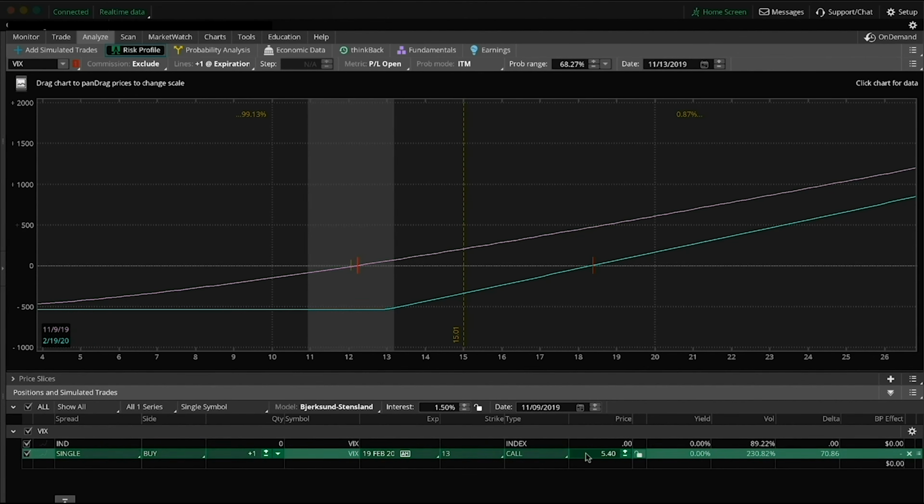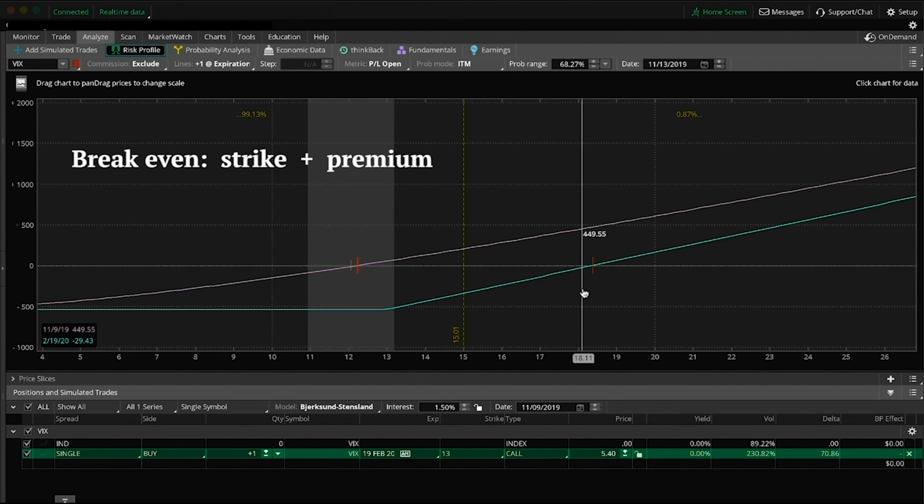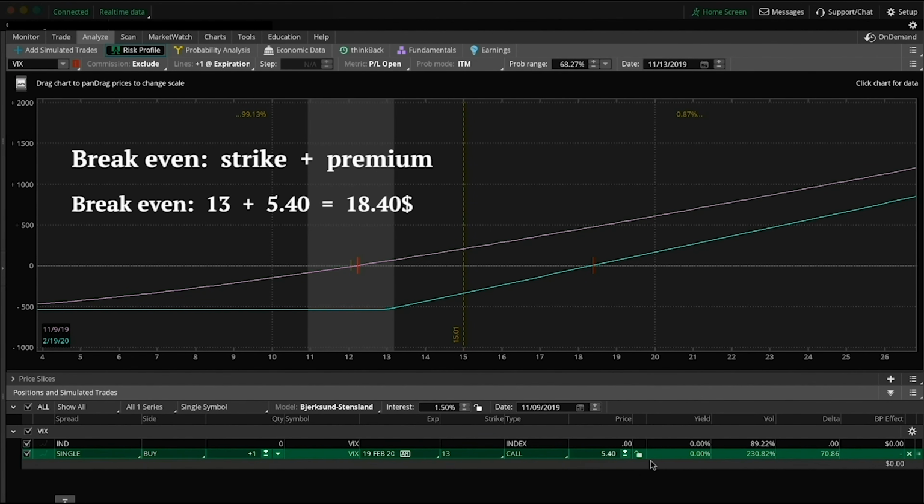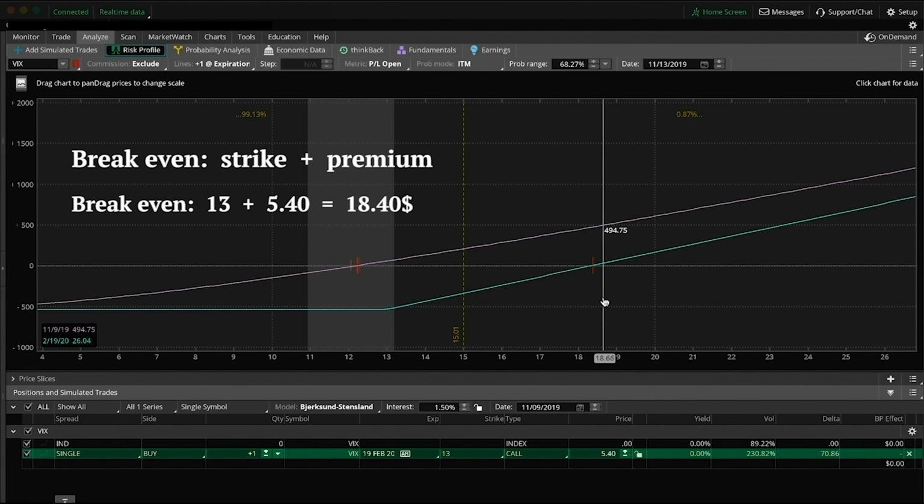Now, because we are paying the premium, that also means that it's a lower probability trade. We actually need the VIX to go up quite substantially in order to just break even. At expiration, we can take the 13 strike, which is the one that we're buying, and we can add the premium of $5.40, and we can see the break-even point is $18.40. 100 days from now, we need the VIX to go up substantially to make a profit.